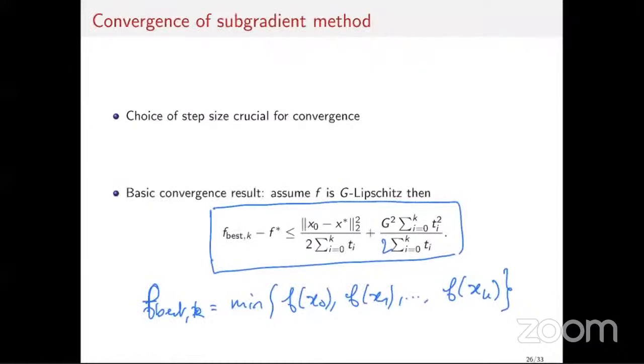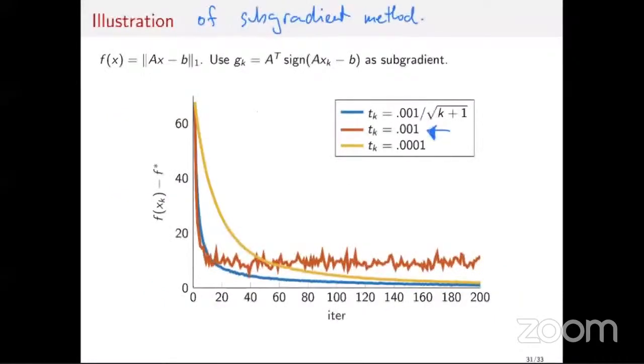To summarize, the subgradient method is a very simple method that you can implement in just one line. Computing subgradients is usually very easy, so it's a very simple method, but its performance is not very good. As I mentioned, the choice of step size is crucial. So it's typically not a method of choice unless you don't have anything else to do.